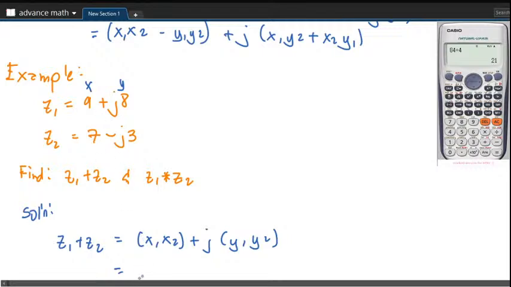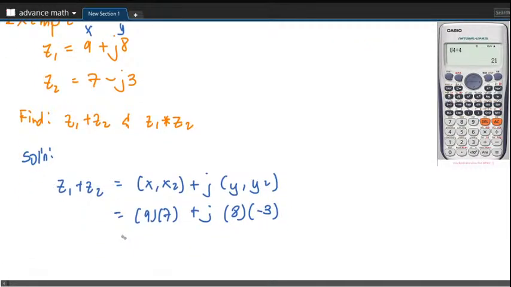So we have 9 times 7 plus j. So our y sub 1 is 8. Then our y sub 2, so this is minus, so that will be negative 3. So we will have 9 times 7, that will be 63. 8 times negative 3, that will be negative 24j. So this is our answer.